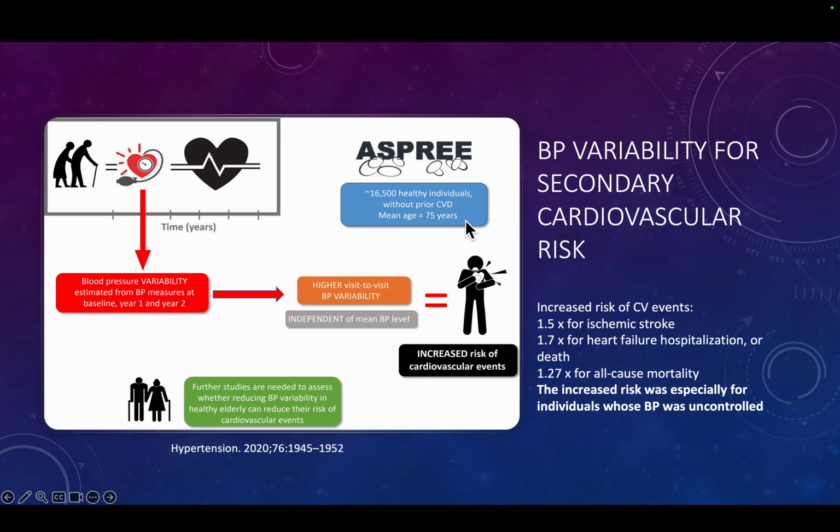Mean age was 75, and these patients had a blood pressure variability. There was a higher risk of developing cardiovascular events, to the tune of 1.7 times chances of hospitalization, ischemic stroke. So these patients, those who have high blood pressure variability, have a higher cardiovascular risk.